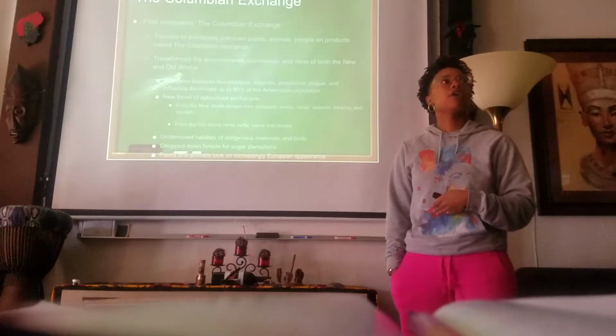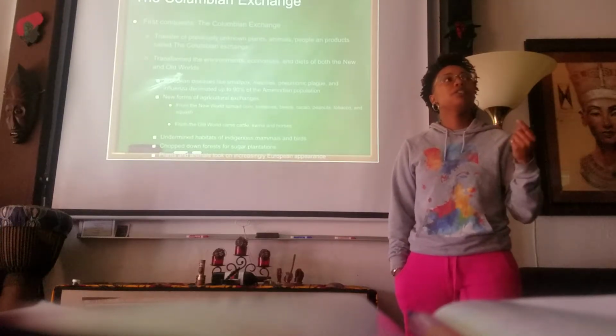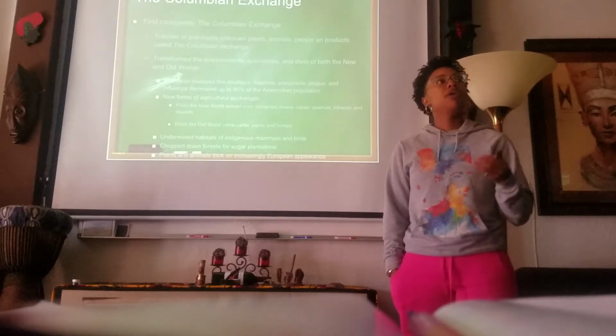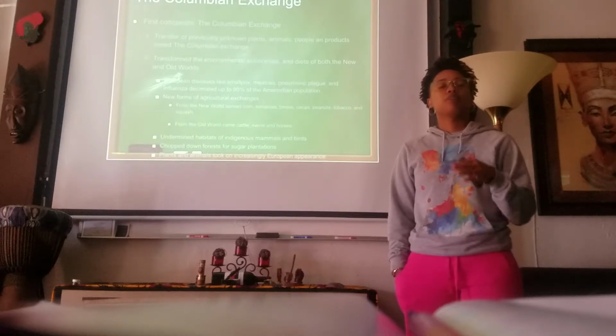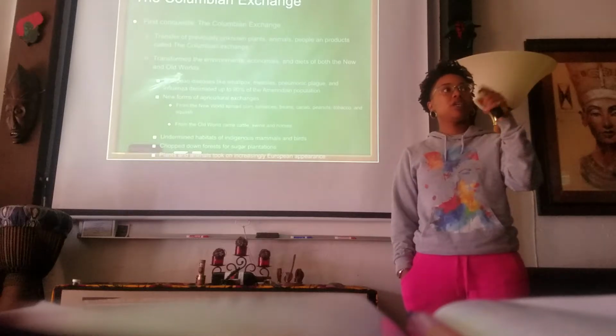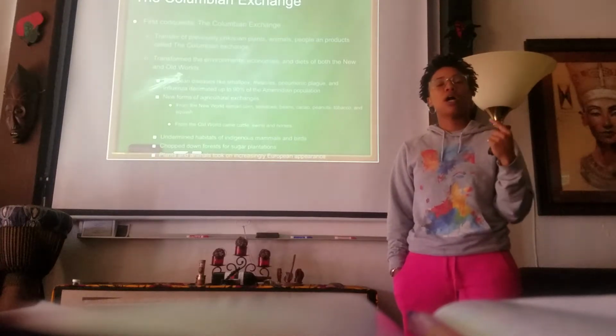So we see new agricultural exchanges. The New World is going to bring corn, tomatoes, beans, cacao, which is where we get our chocolate from, peanuts, tobacco, and squash. From the New World, so the Americas, that's where we're going to get all that wonderful stuff that I just said previously. And from the Old World, so Europe, we're going to get cattle, swine, and horses.